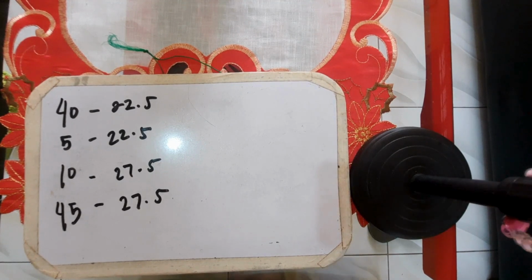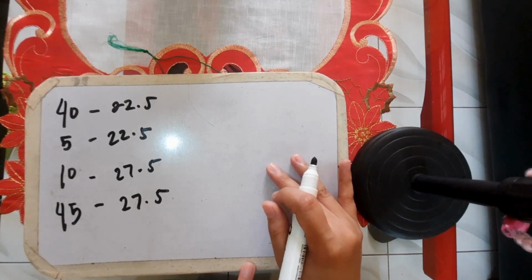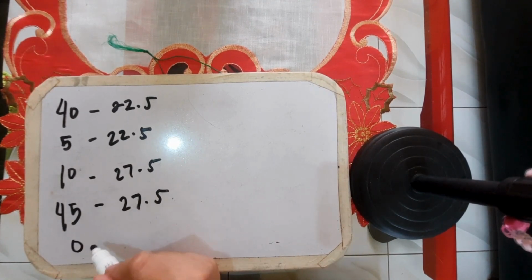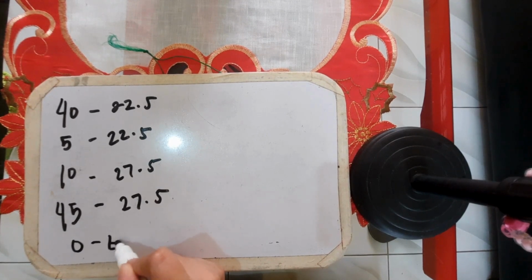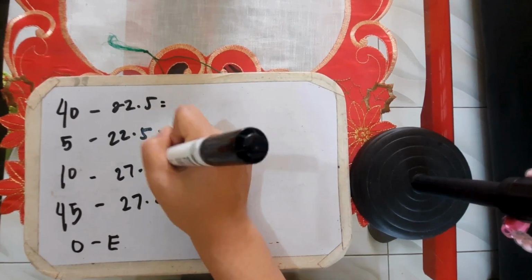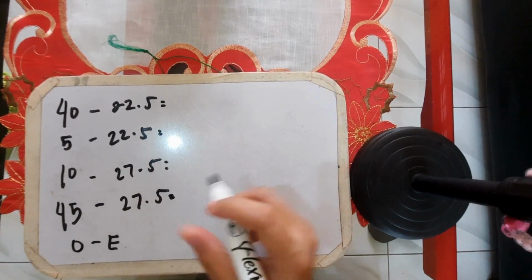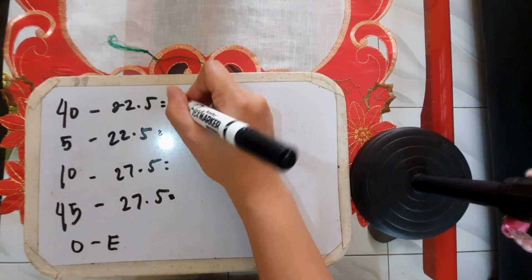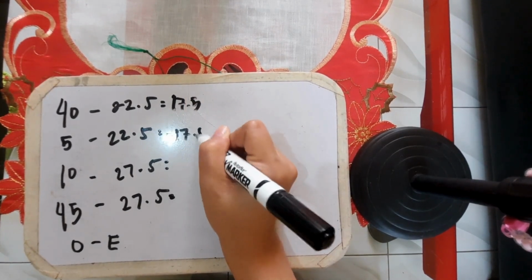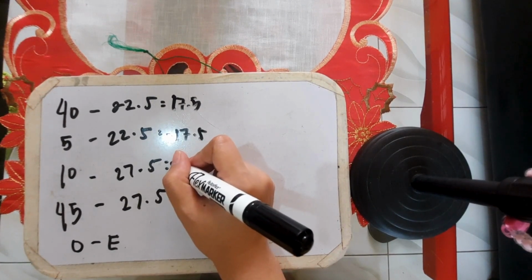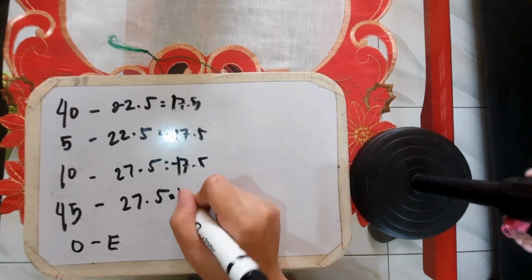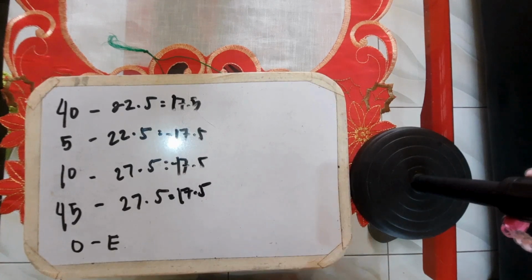For our next step, we will now subtract the observed frequency with the expected value that we got earlier. So this will be 17.5. This will be negative 17.5. This will be negative 17.5. And this will be 17.5.